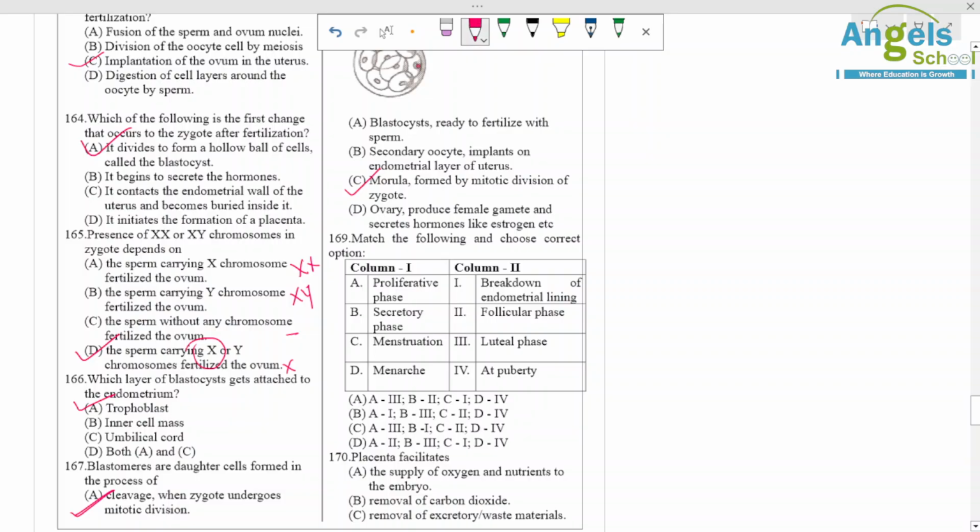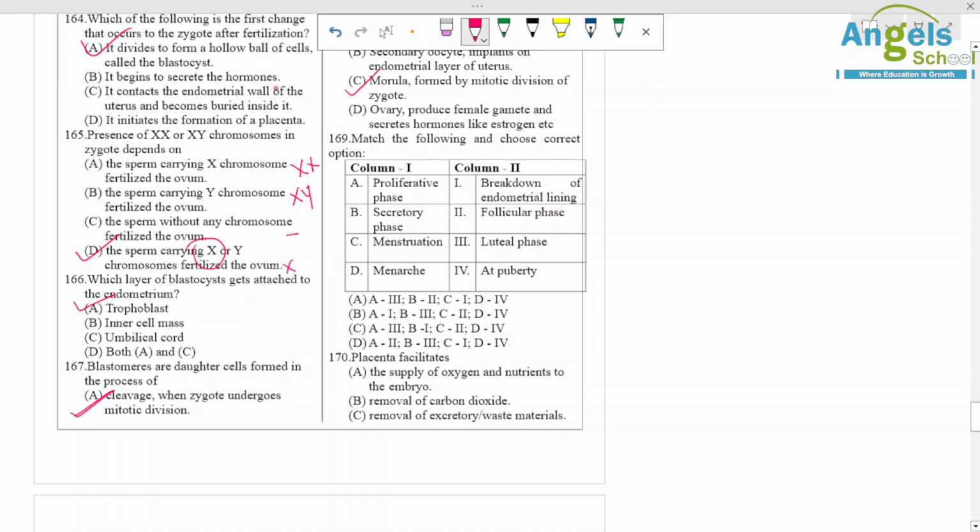Okay, question number 169. Again match the column. Okay, proliferative phase, that is follicular phase. Secretory phase, it's the luteal phase. Menarche at puberty. Menstruation, breakdown of endometrium lining. So the correct option is D. Okay, 2, 3, 1 and 4.